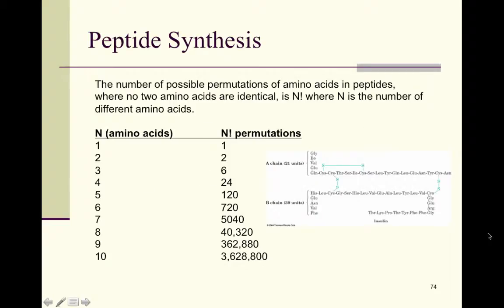Peptide synthesis. The number of possible permutations of amino acids in peptides where no 2 amino acids are identical is n factorial, where n is the number of different amino acids. You can see that if we had 2, where we saw earlier 2 dipeptides can be formed, with 3 it would be 6, and then it increases exponentially.